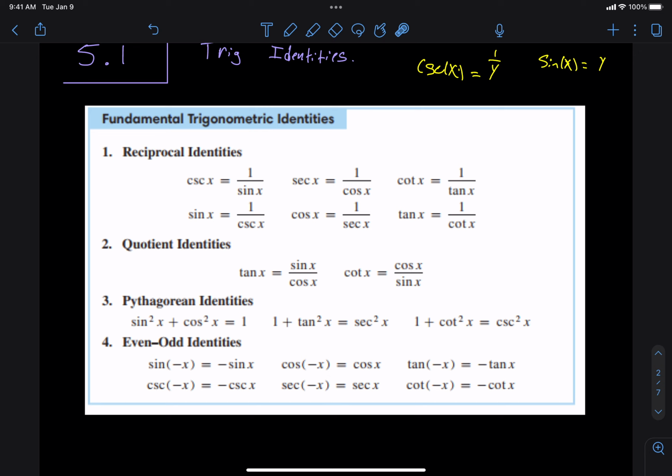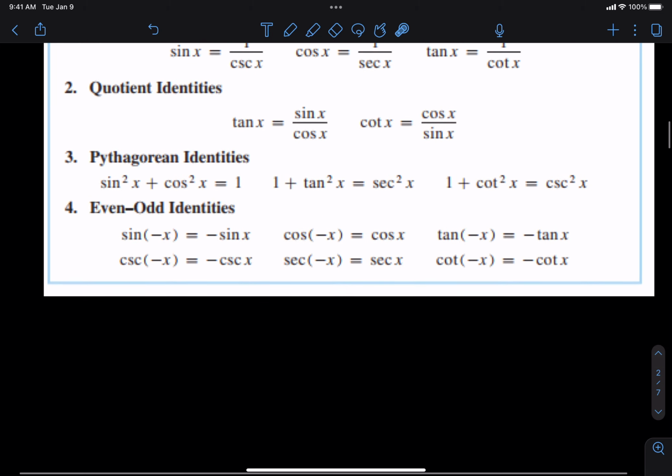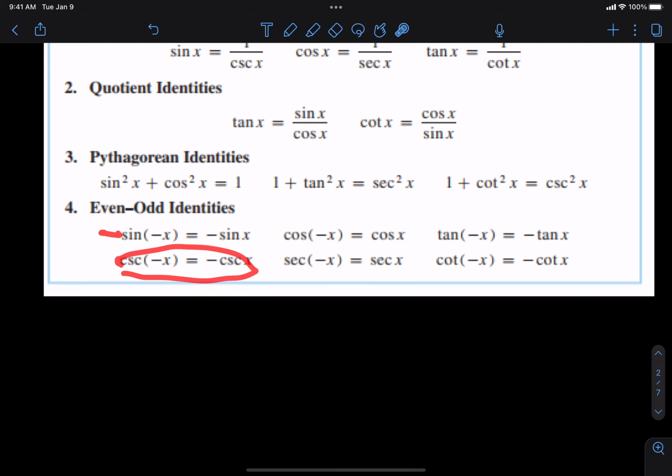Okay, and then even and odd identities, I don't even know if I would call this an identity. I guess it is an identity, but really it's just capturing the fact that sine is an odd function, cosine is an even function, tangent is an odd function. And the respective reciprocal functions will have the same evenness or oddness as their parent. Namely, cosecant is odd because sine is odd. Secant is even because cosine is even. Cotangent is odd because tangent is odd.